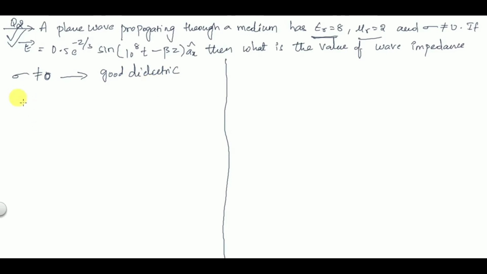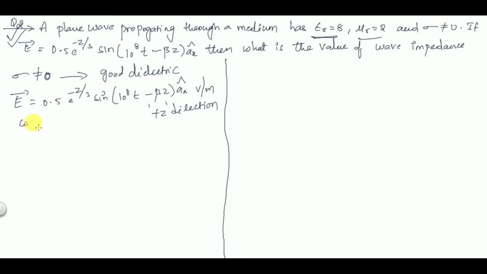Okay, so from the given data, E bar is equal to 0.5 into e power minus z by 3 sine of 10 to the power of 8 t minus beta z ax cap. That is, wave is propagating in plus z direction. So wave is propagating in plus z direction. This is the first inference.